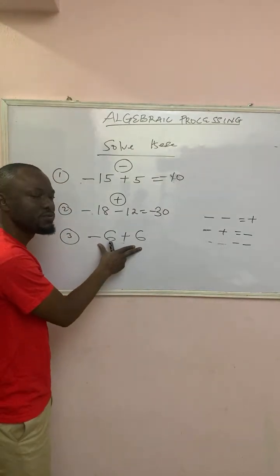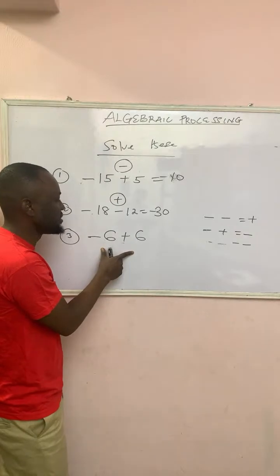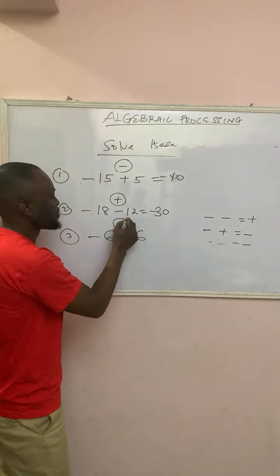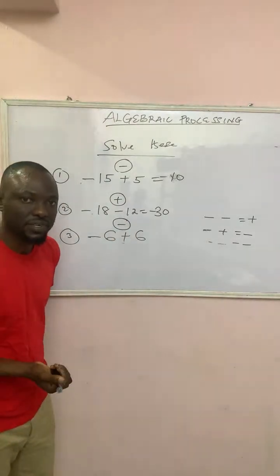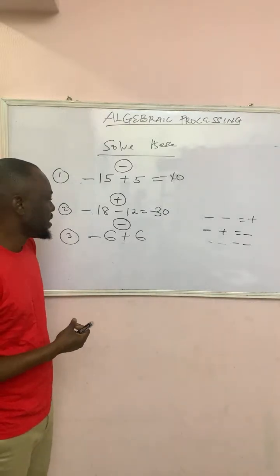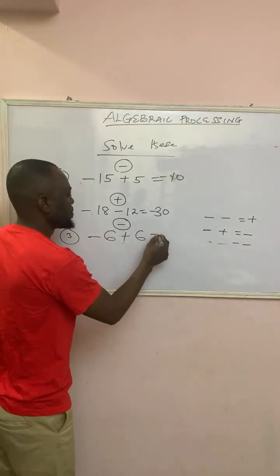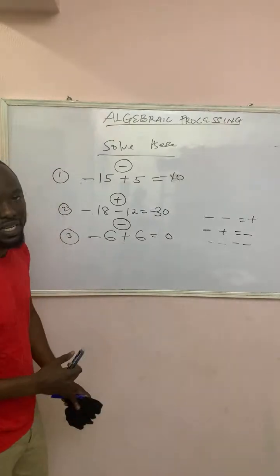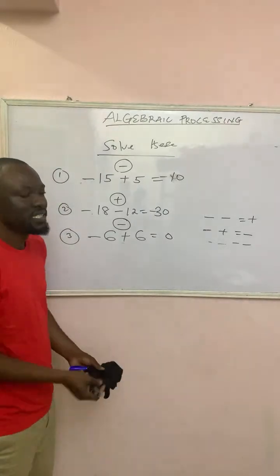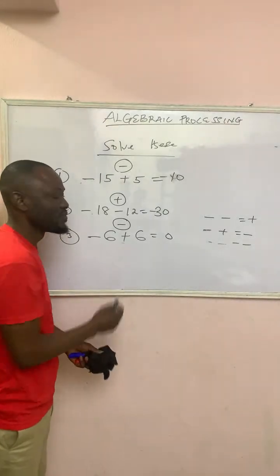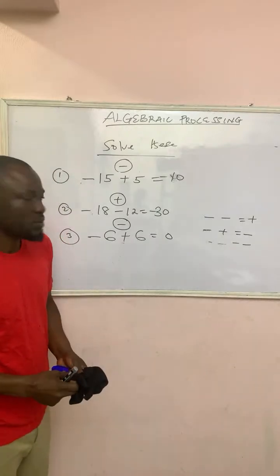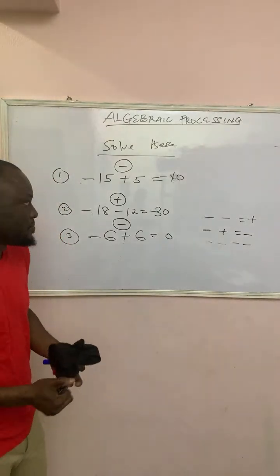For this, we are going to follow the same rule. The signs are different. We're going to subtract. When the signs are different, it will be minus. And then 6 minus 6 is 0. So there's nothing like plus or minus 0. You can see the two numbers are of the same magnitude. So 0 becomes the answer.